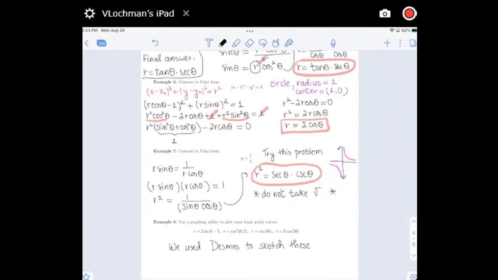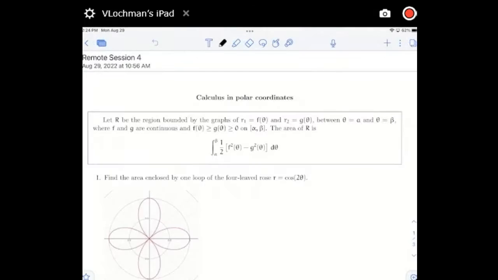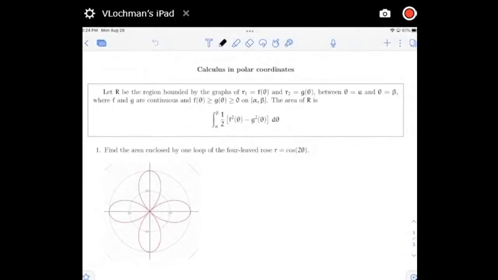So I'm going to go ahead and switch gears. I'm going to upload these notes after the class. And we're going to go ahead and start talking about calculus in polar coordinates. One of the things that we will now be discussing is the area bounded by a polar curve.